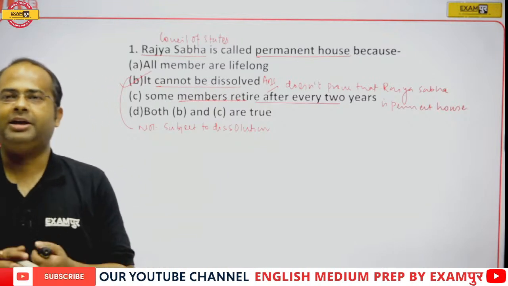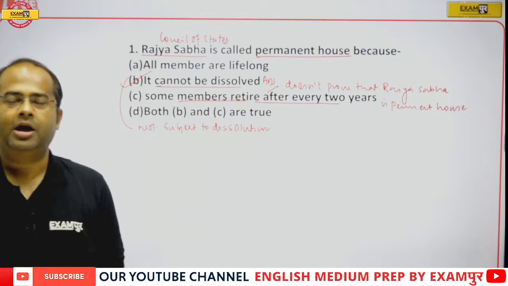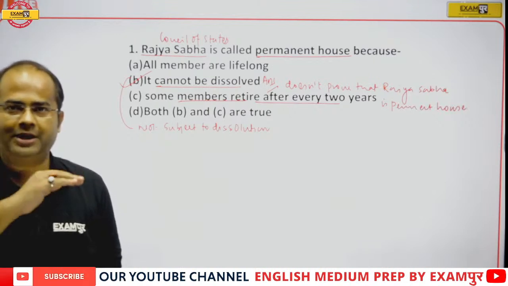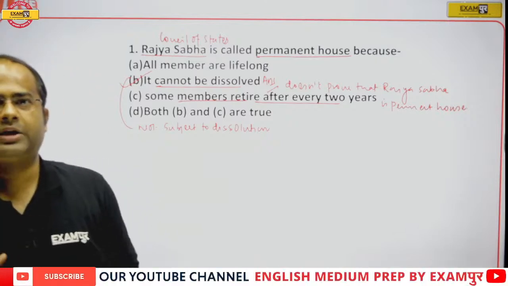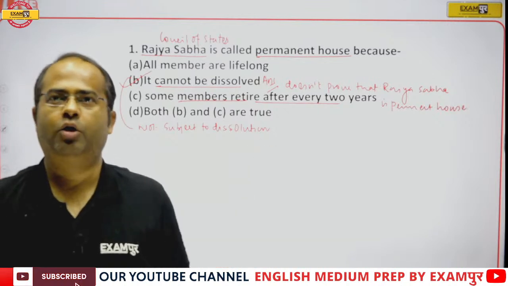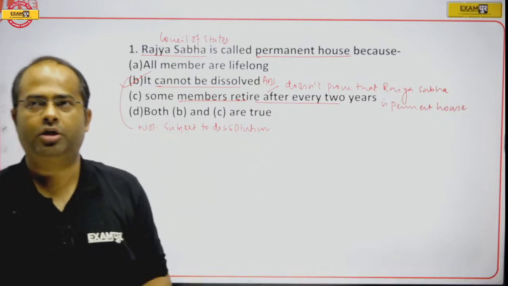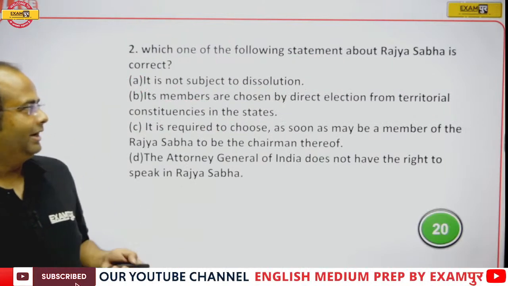Now I think it is clear to all of you. Although the second statement is individually correct, that does not prove that Rajya Sabha is a permanent house in nature. So the correct answer will be option B, that it cannot be dissolved. Now let's move to the next question.